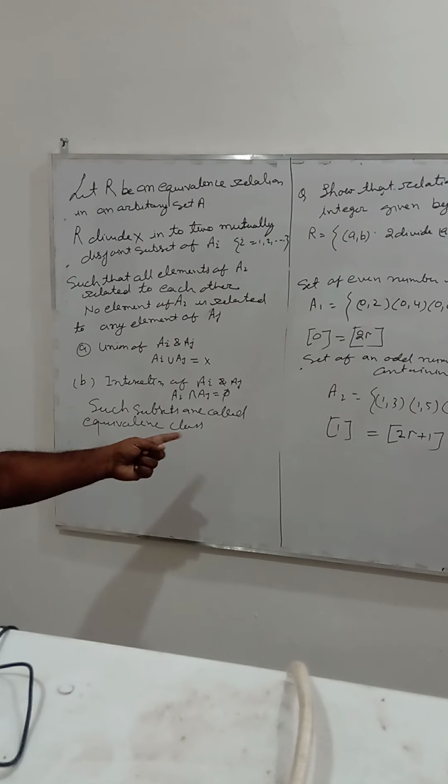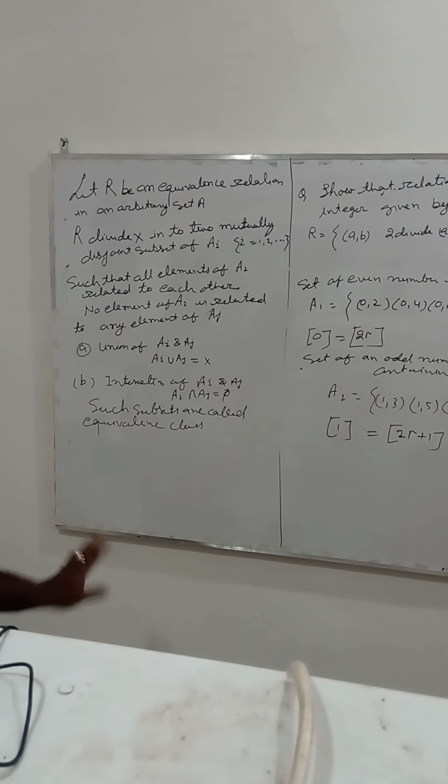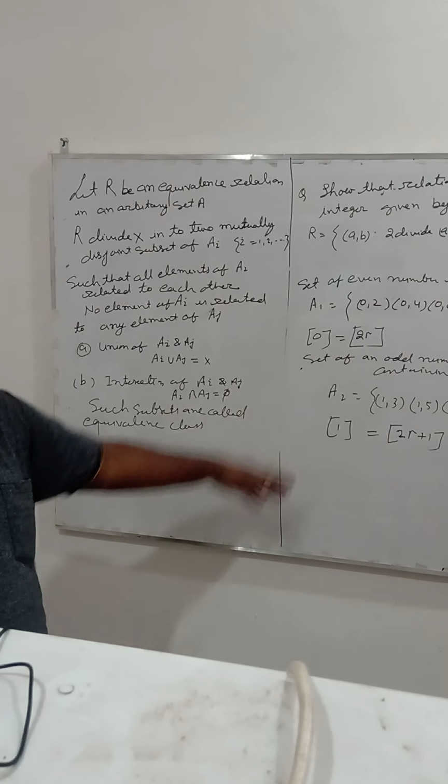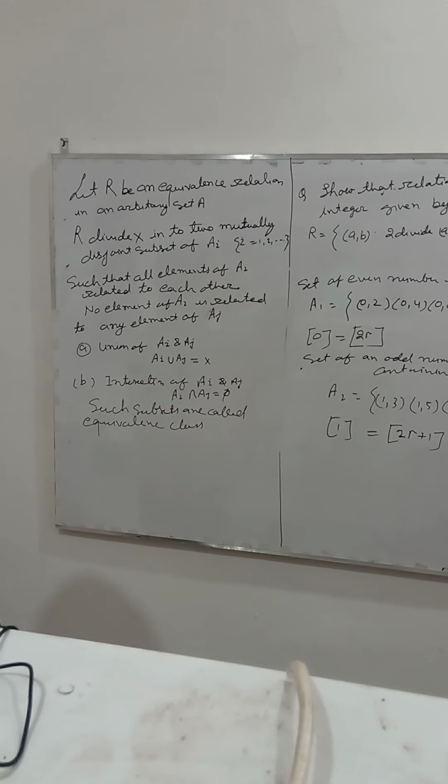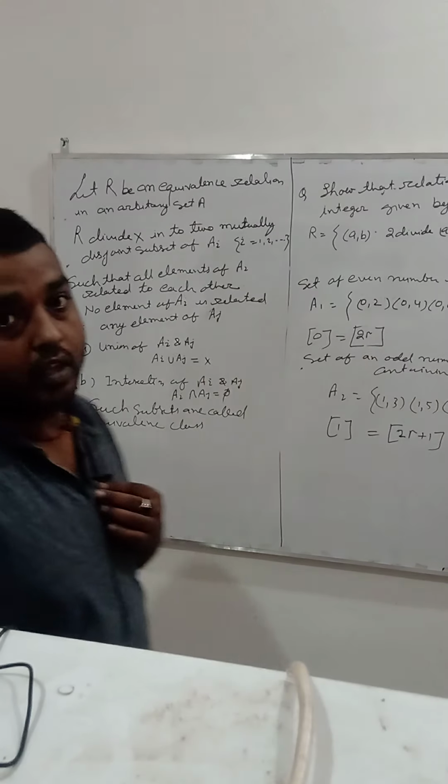And such subsets are called equivalence classes. It is not necessary to divide only into two subsets; we can divide into any number of subsets. So such subsets are called equivalence classes. Okay, I think you can understand.